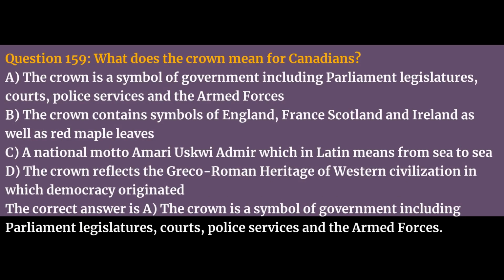Question 159. What does the Crown mean for Canadians? A. The Crown is a symbol of government including Parliament, legislatures, courts, police services, and the armed forces. B. The Crown contains symbols of England, France, Scotland, and Ireland, as well as red maple leaves. C. A national motto, Ari usque ad mare, which in Latin means from sea to sea. D. The Crown reflects the Greco-Roman heritage of Western civilization in which democracy originated. The correct answer is A. The Crown is a symbol of government including Parliament, legislatures, courts, police services, and the armed forces.